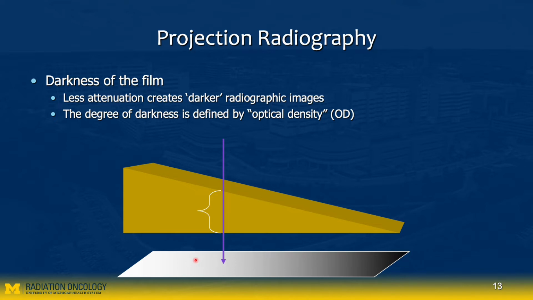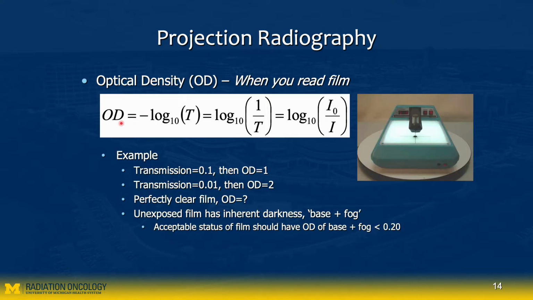That'll make the film brighter. So we want to quantify this degree of shade by introducing this term, optical density. So optical density is the degree of darkness. So let's define it mathematically in the next slide. Optical density is mathematically defined as the negative log base 10 of transmission. So in other words, it's log 10 of 1 over transmission.